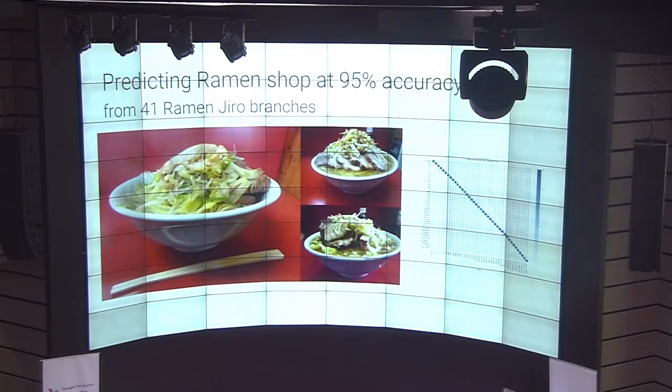One interesting use case is, we gave this to a data scientist in Japan. His name is Kenji Doi. He used Cloud AutoML to predict the ramen shop from a ramen photo. And the interesting thing is that the ramen is from the same brand, which is Ramen Jiro. It's a very famous ramen chain in Japan, and they have 41 ramen branches in Tokyo. He used 1,000 photos, and he could actually reach 95% accuracy. So this is amazing.